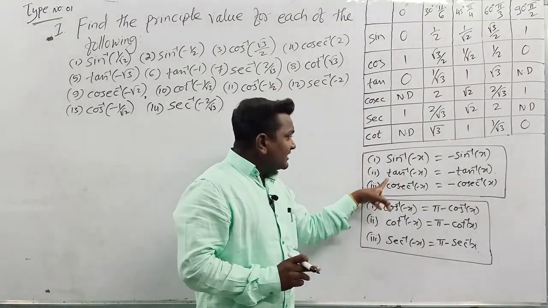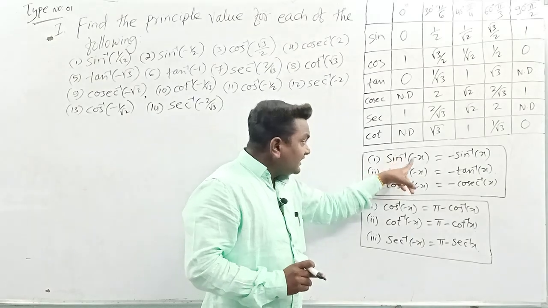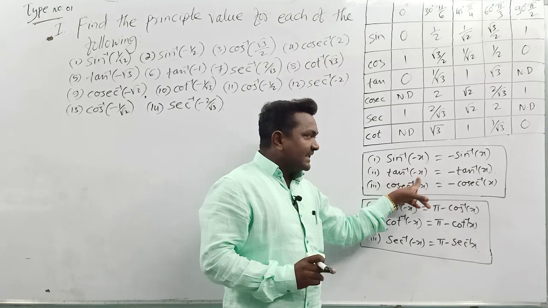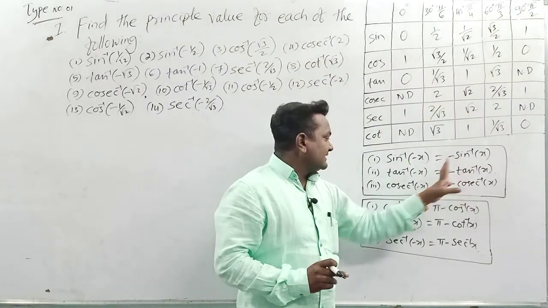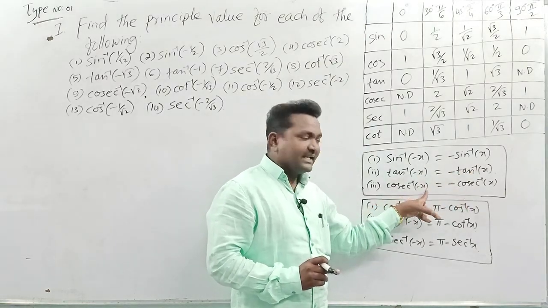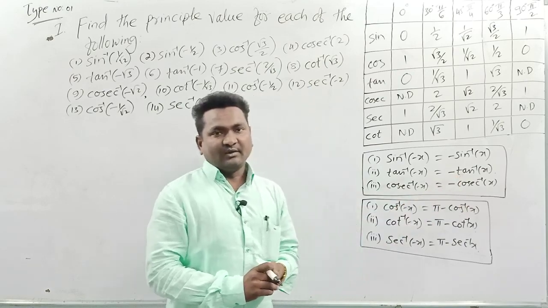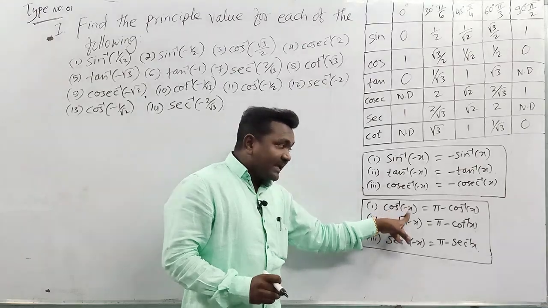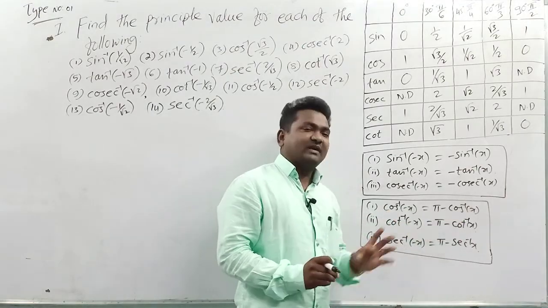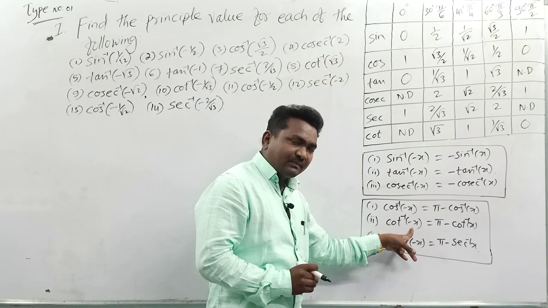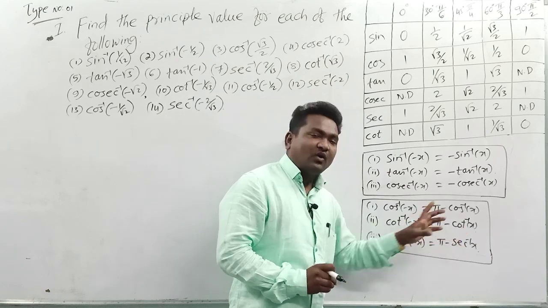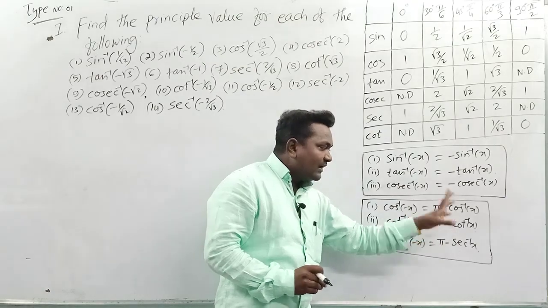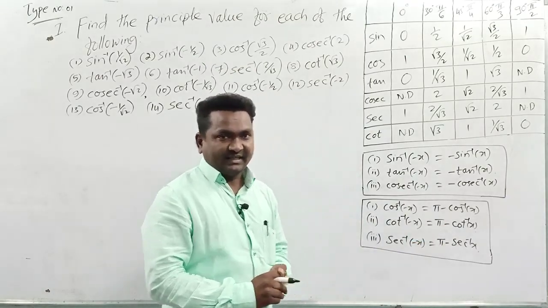Now some properties are also there: sine inverse minus x equals minus sine inverse x, and tan inverse minus x equals minus tan inverse x. Same case, cosec inverse minus x equals minus cosec inverse x. Another property is cos inverse minus x equals pi minus cos inverse x, and cot inverse minus x equals pi minus cot inverse x. Third property, sec inverse minus x equals pi minus sec inverse x.